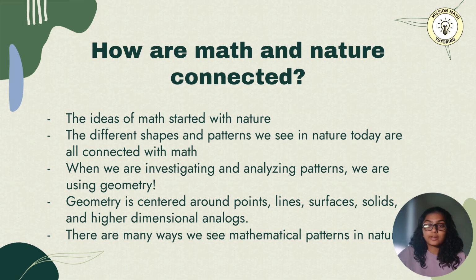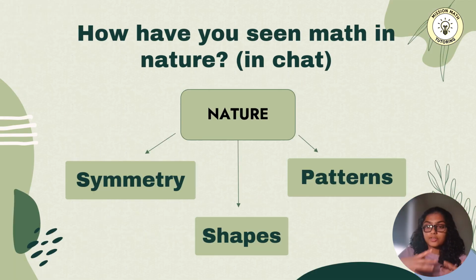So when we're investigating and analyzing patterns, we're using geometry. And geometry is centered around points, lines, surfaces, solids, and higher dimensional analogs. So geometry can be really simple, just simple points, or it can get to really high level math. But really the natural world around us can all be explained using geometry. And there are many different ways that we see mathematical patterns in nature. There are three broad subcategories of nature that can really be explained by math. So we have symmetry, shapes, and patterns.